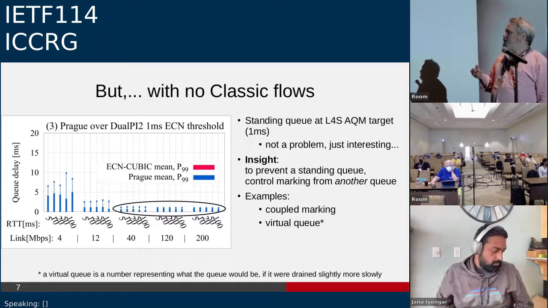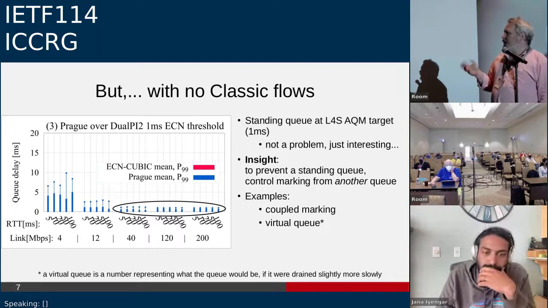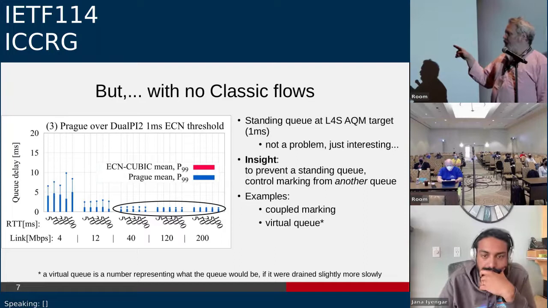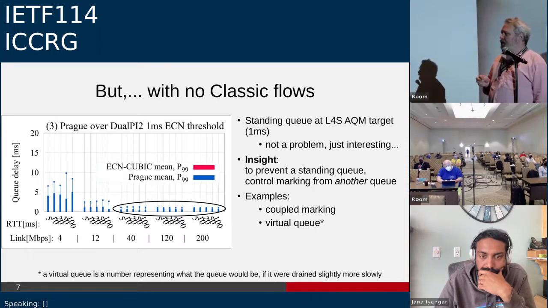It's just interesting that when you have the traffic in the other queue, the L queue is actually just causing 1 or 2 packets of queuing, not a standing queue up to the threshold. And that insight shows you that if you mark a queue from any other queue that's related to it, you can get rid of a standing queue, which could be useful.